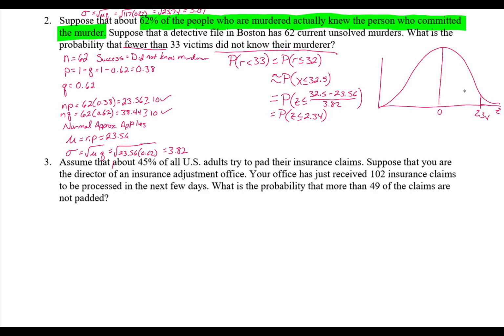And then we want probability z is less than or equal to, so that points to the left, so we shade to the left. Since this is area to the left, we can just take our table value. If we look up 2.34 on our table, we get 0.9904.